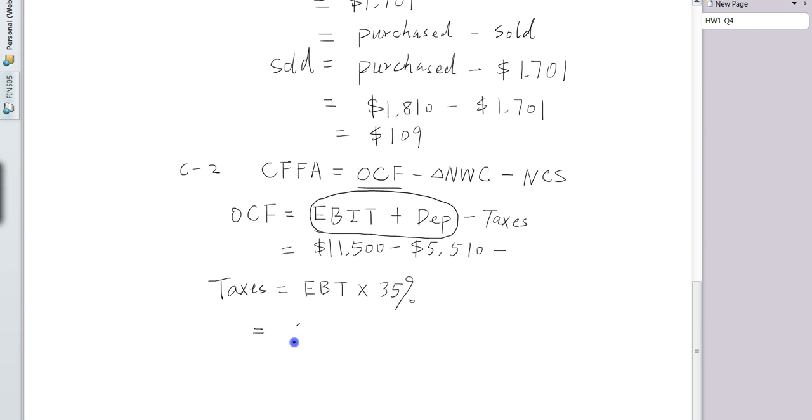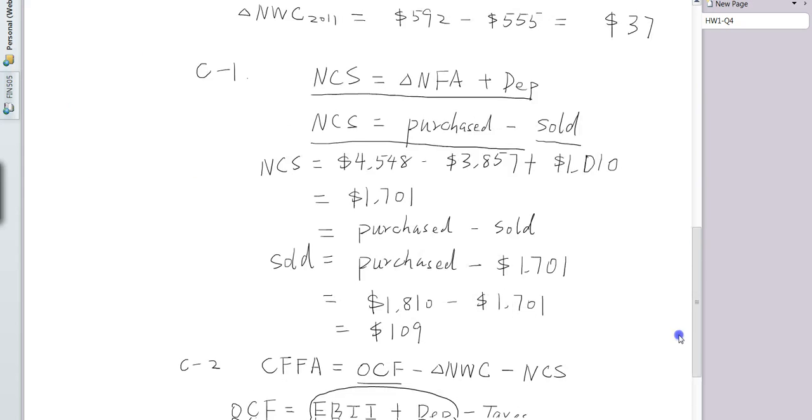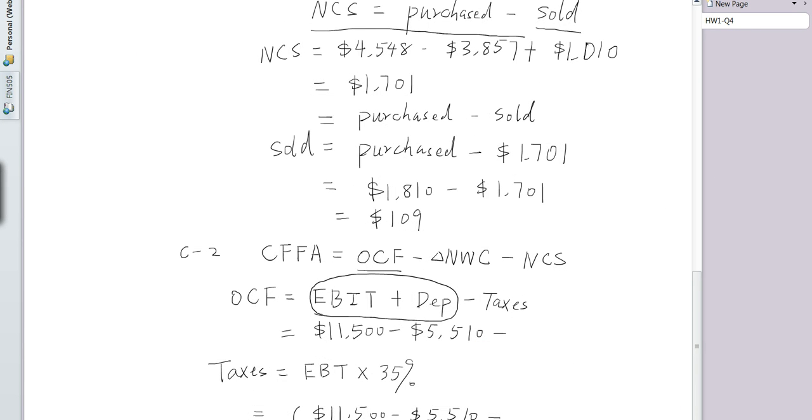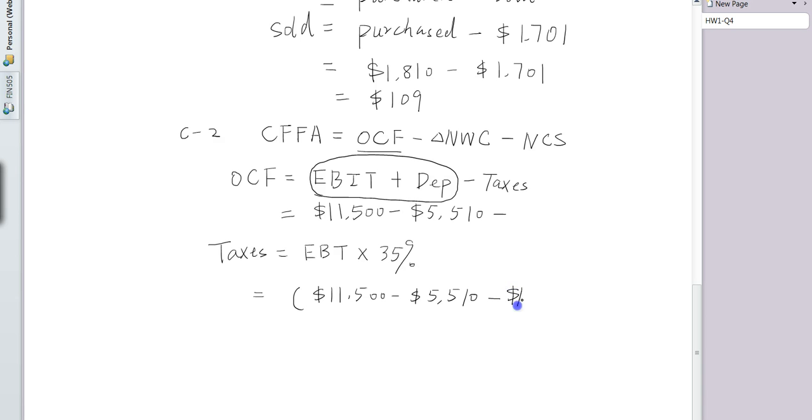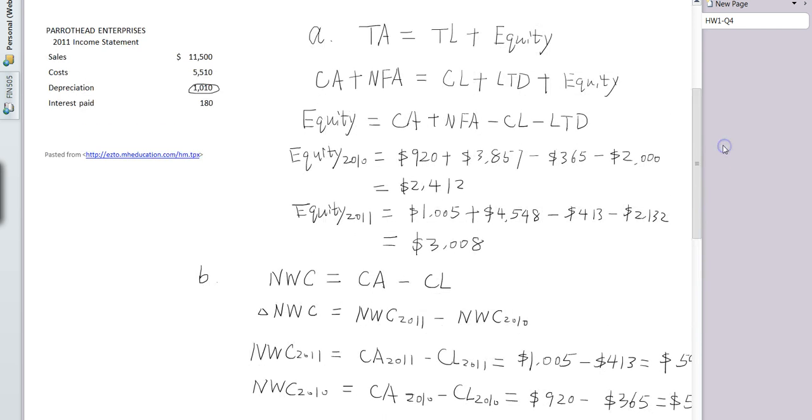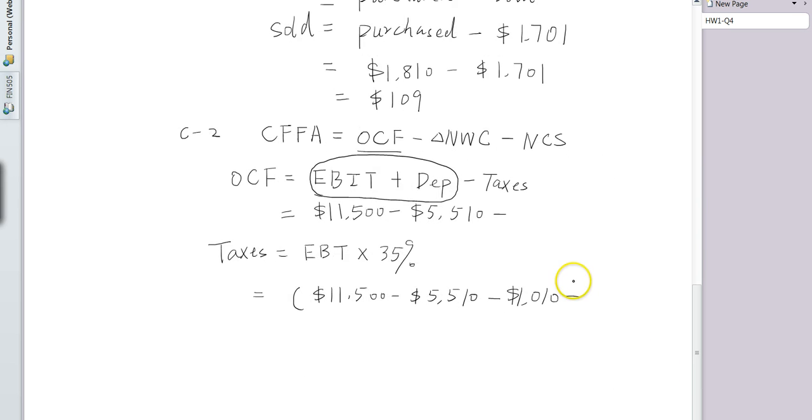So it's sales 11,500 minus 5,510 and then minus depreciation. What is depreciation here? It's 1,010. Okay. Depreciation here is 1,010. And then interest expense. Interest expense is 180. So that's my taxable income and then multiplied by 35%.